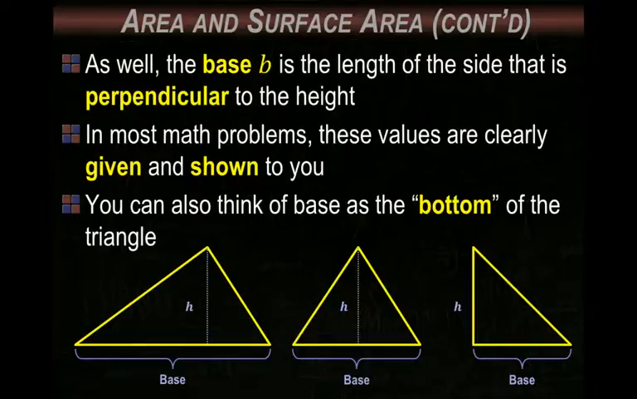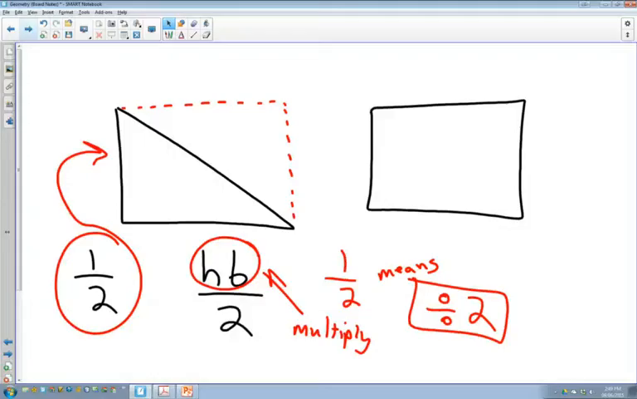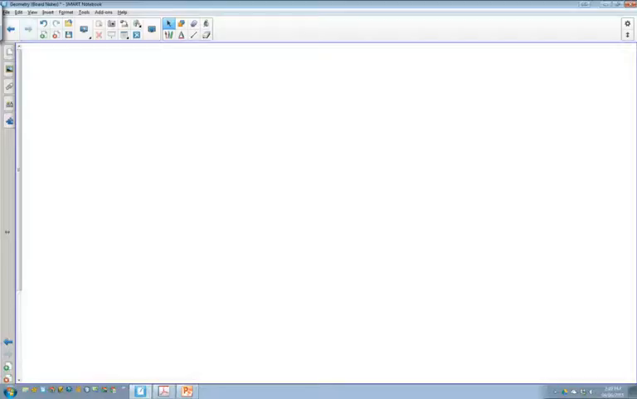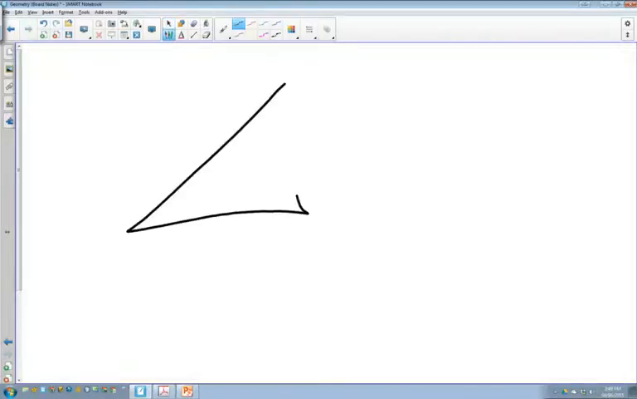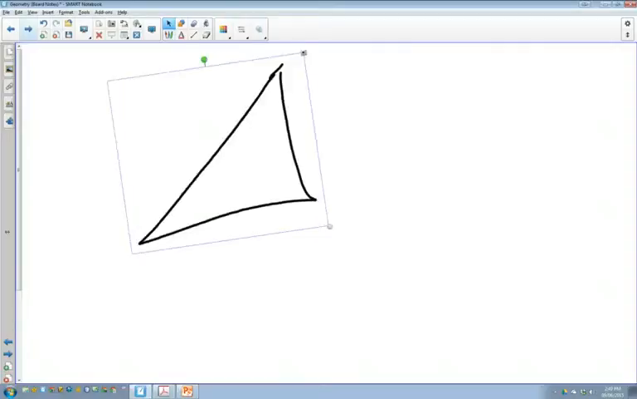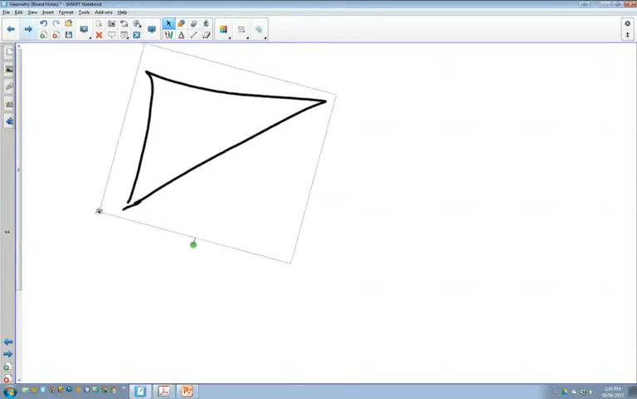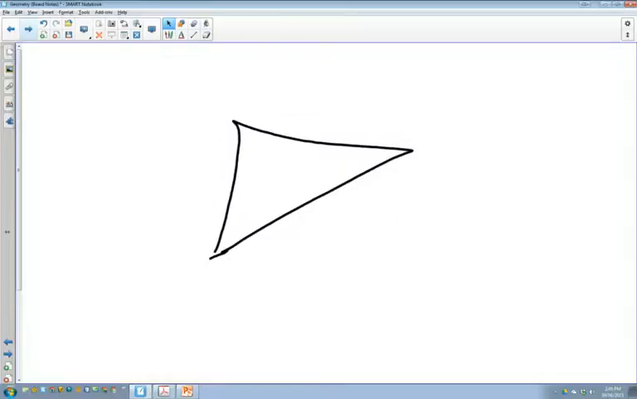Now I could take this whole triangle and rotate it, and you'd still have the same base and the same height. But in that case, it doesn't feel like it's the bottom, right? So let me show you what I mean by this. Let me try and draw a weird looking triangle. Okay? So I'll just draw it like this. And then let me take that triangle and rotate it into sort of a strange position like that. Okay, and I know I didn't draw it that well.